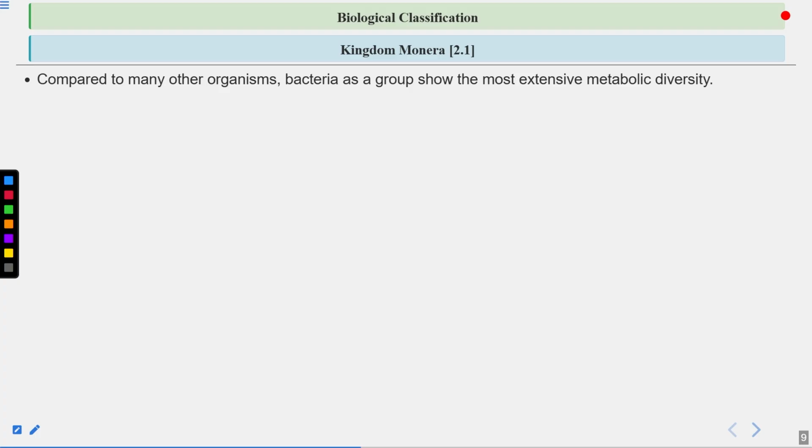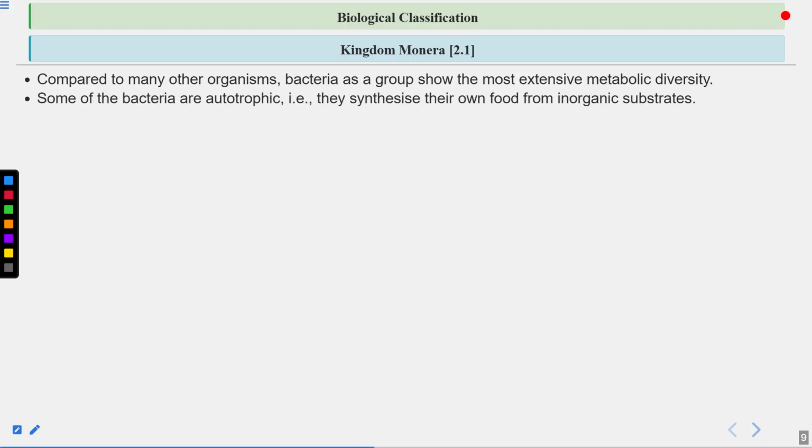Now, compared to many other organisms, bacteria as a group show the most extensive metabolic diversity. A lot of biochemical reactions occur in bacteria. So bacteria can survive in extreme habitats also, and they are present everywhere. They have extensive metabolic diversity, which helps them to survive in different environments.